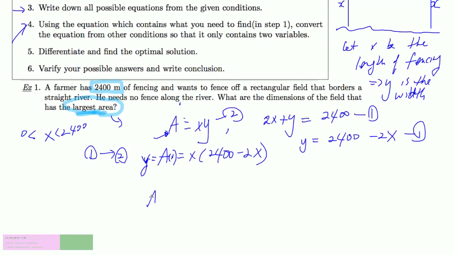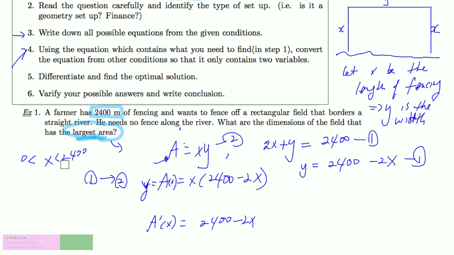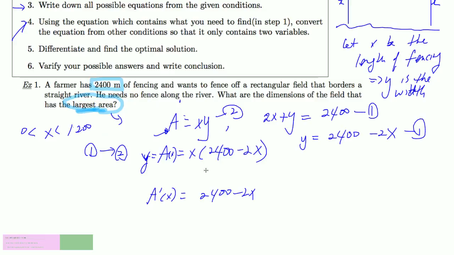Okay, now let's differentiate the A as a function of x. I don't need to expand it. I can just do product rule, right? Well, there's 2x, so actually, you're right. This should be less than 1200. Okay. So let me continue with differentiation. Plus x times minus 2. So we get 2400 minus 4x.